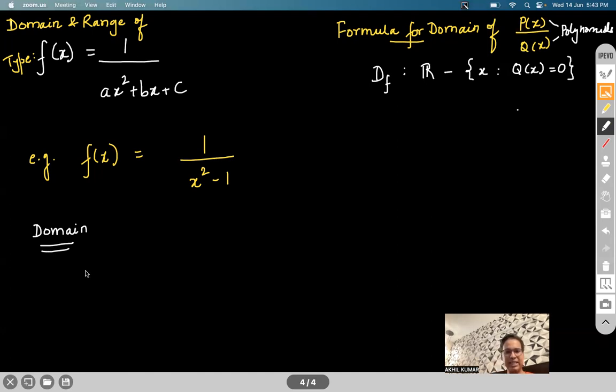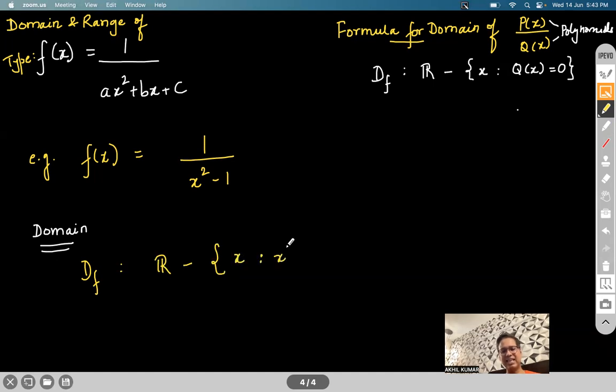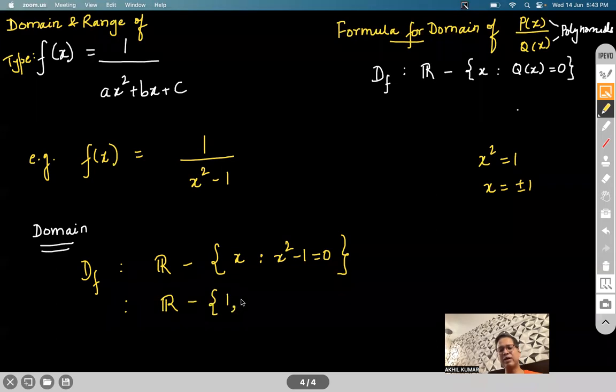So here what I'll say, domain is R minus the set of x such that x square minus 1 is equal to 0. Correct? So what are the values for which x square minus 1 becomes 0? You rightly said it becomes 0 when x square is equal to 1, which means x is plus minus 1. So you'll say R minus a set containing 1 and minus 1.